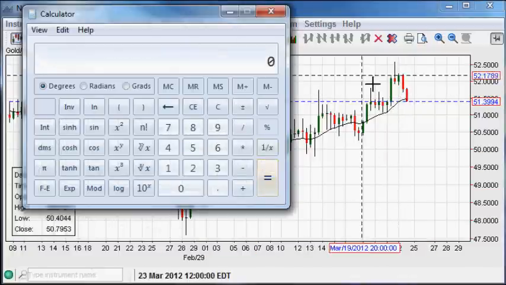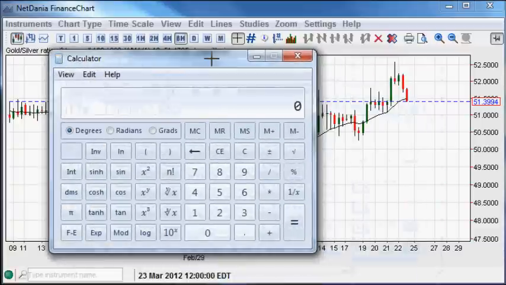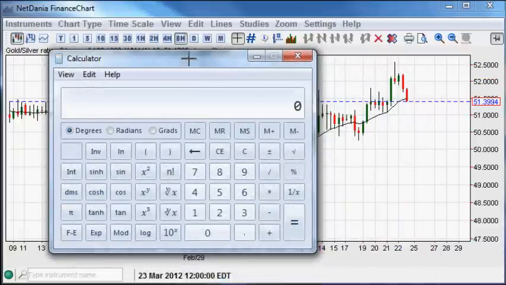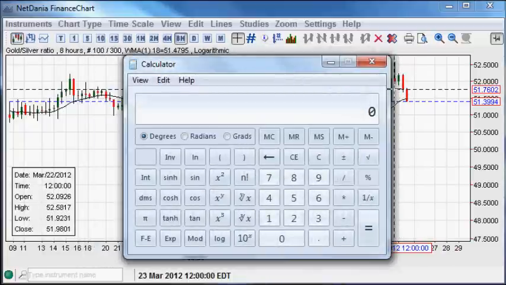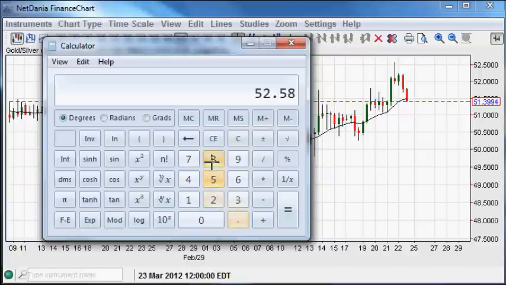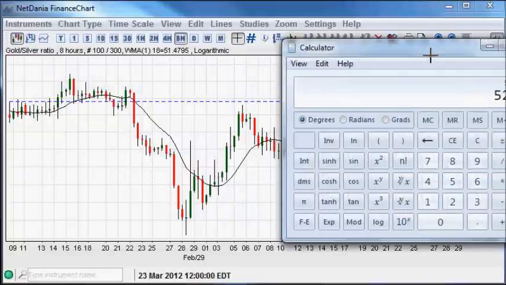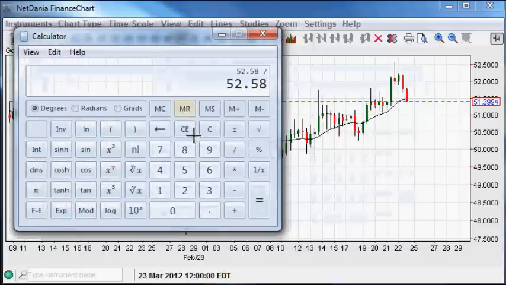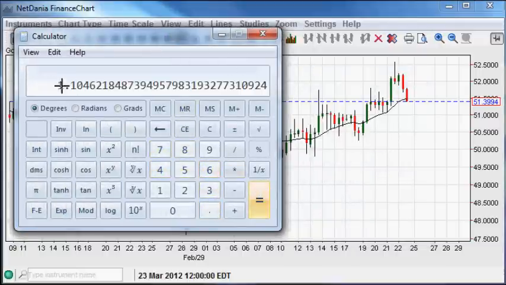What we need to do is take the highest level, which was 52.58. We'll take that level and divide it by the low. So let's just see what the low happens to be. The low in here is 47.60. So we take the high and divide it by the low. That gives us 1.1. We'll put this in the memory recall.